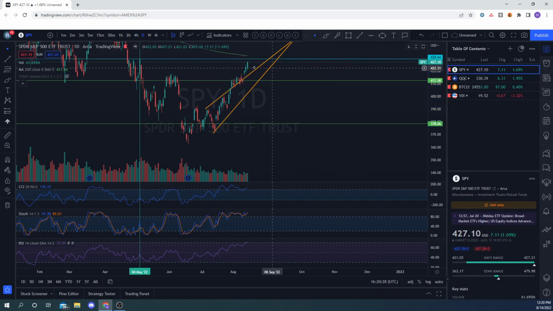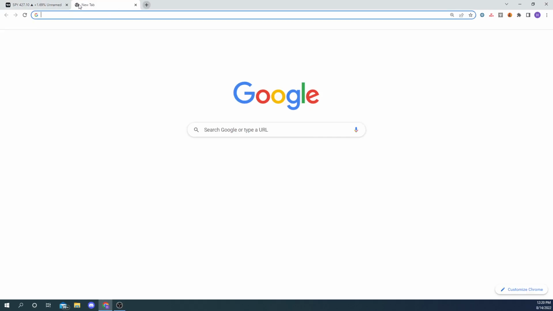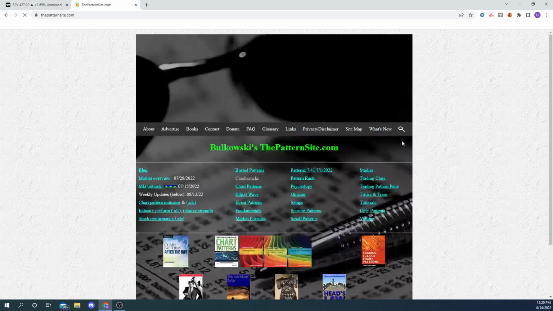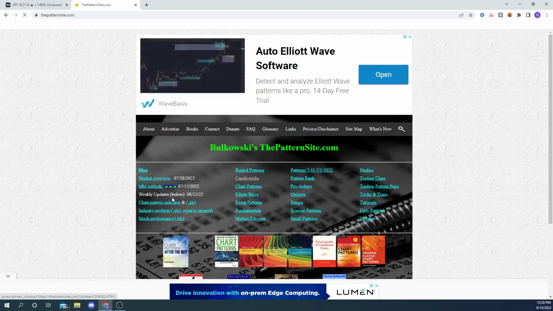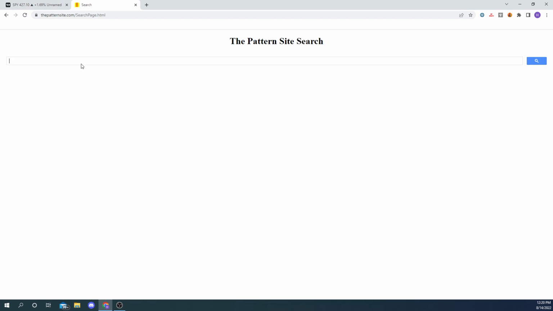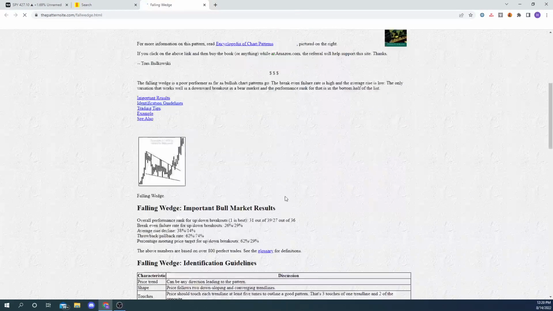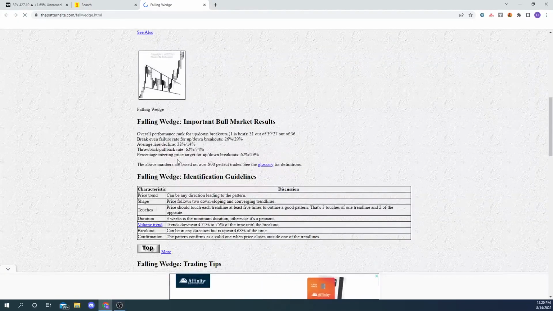Yep, we got that covered. I hope it's not 2 months. I think it is 2 weeks. We can actually look real quick. The patternsite.com. Where's the search? Come over here. This is a crazy search. Very weird looking one. Falling wedge. There. All right, falling wedge. I just want to see how long it has to be.